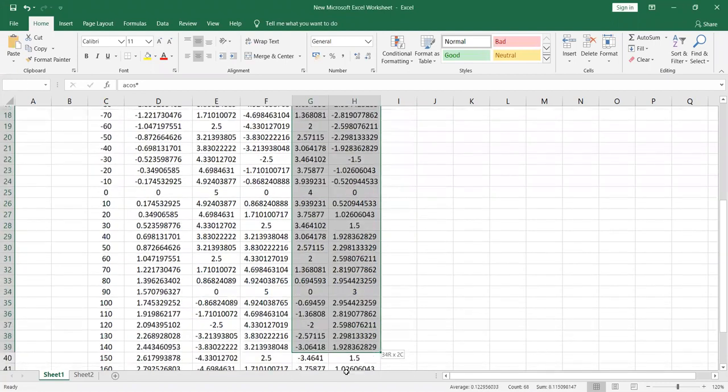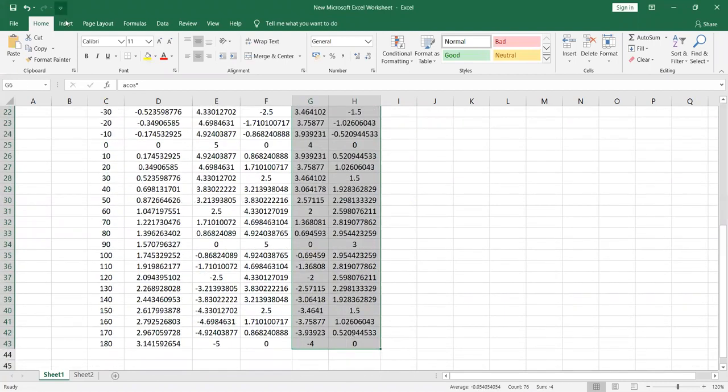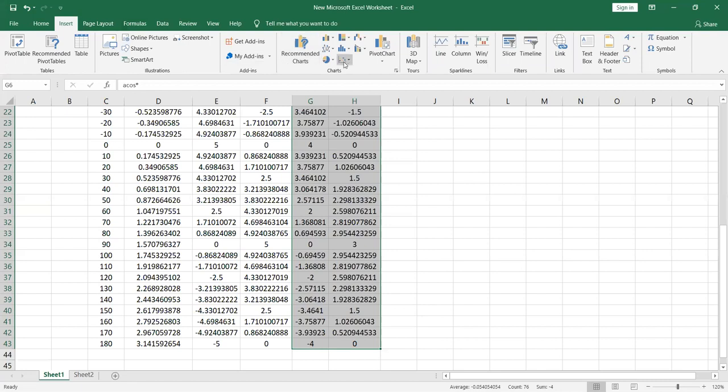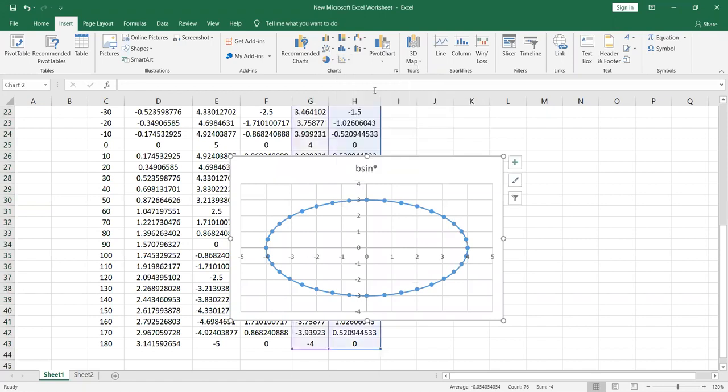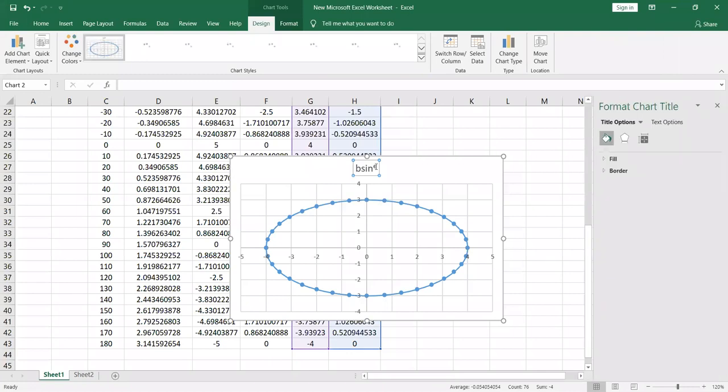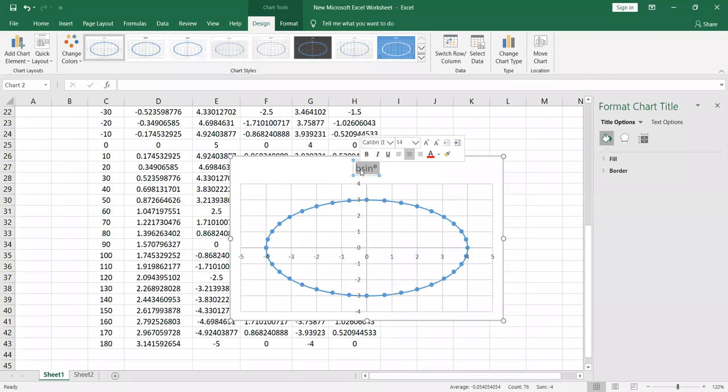Select these two columns, like this, and go to insert. In insert, go to the chart section. In that select the scatter, and in scatter you have to select this chart. Okay, so this is the graph of ellipse. Same procedure, but you simply have to change the values. Now you can give the title for this graph as ellipse.